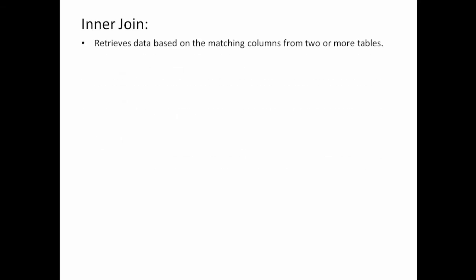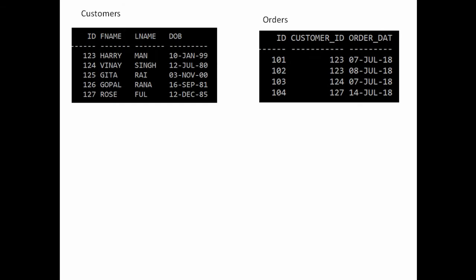Inner join retrieves data based on the matching columns from 2 or more tables. Considering the same problem which we came across earlier, finding the details of the customer who has placed order ID 101 can be solved with the use of inner join by matching column. In these two tables, customers and orders, the matching columns are ID from the customer table and customer ID from orders. So the ID from the customer table will be checked against all the customer IDs in the orders table. Whenever matches are encountered, those rows are selected for the output.